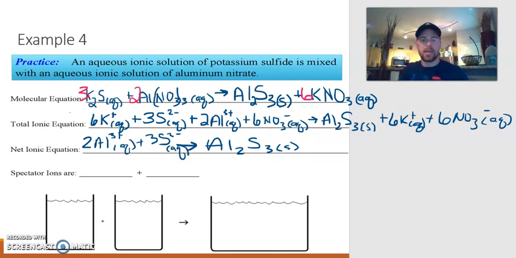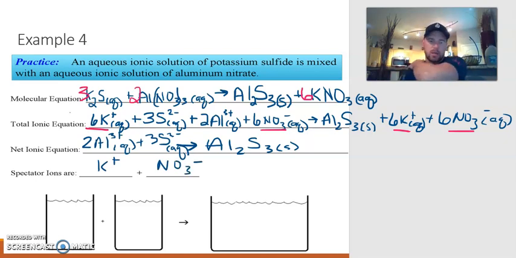All right, so that's our net ionic equation. All of these, the potassiums and the nitrates, notice they didn't do anything. Those were your spectator ions. So when it asks you to identify what the spectator ions are, it was the potassium ion and the nitrate ion. You don't have to put the numbers because it's just asking what the ions are. Now, there's a really nice trick or shortcut to figure out what the spectator ions are going to be.